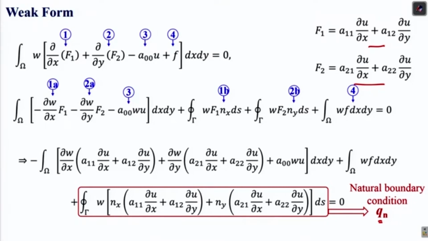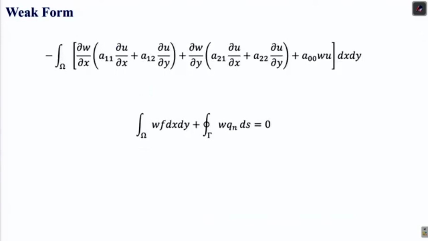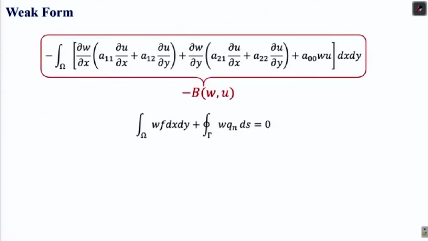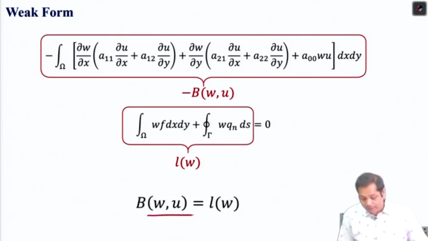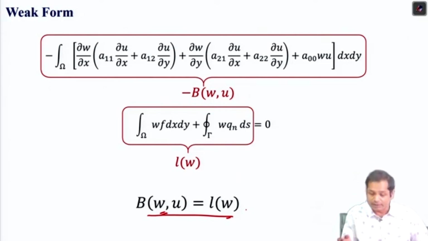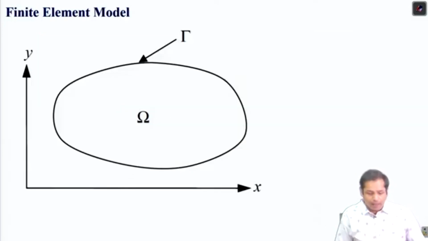Now, next, this is the weak form we have. If you see, this will give us the bilinear form B(w,u), and this part will give us the linear term. And finally, the equation will be this. A similar equation we had seen in the case of the one-dimensional problem as well, but in the one-dimensional problem, the expressions of this and this were different. Now, this is the expression we have for the two-dimensional scalar field problem. Okay, so this is the weak form.